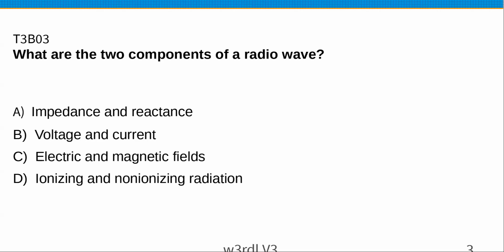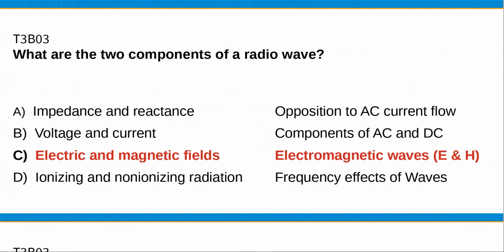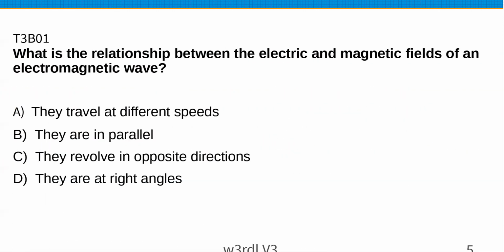So what are the two components of a radio wave? Electric and magnetic fields. What is the relationship between the electric and magnetic fields? They are at right angles.